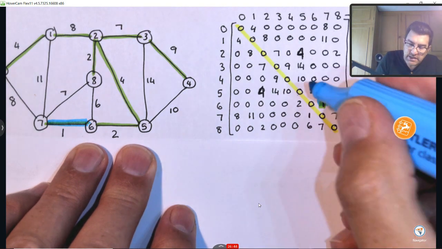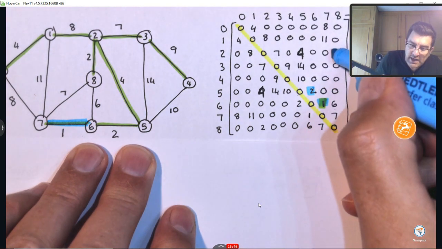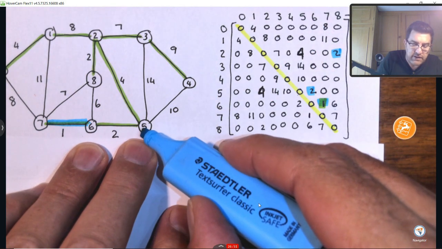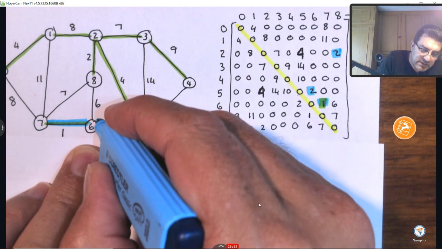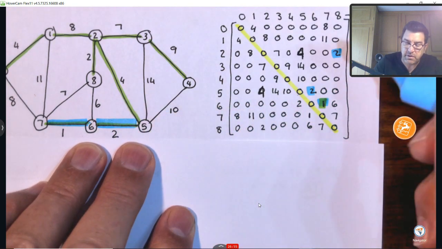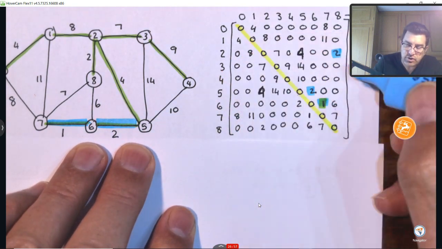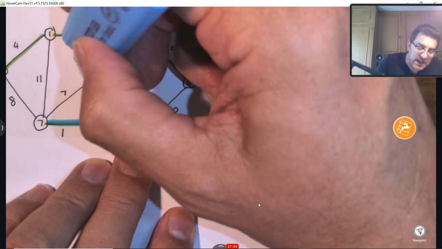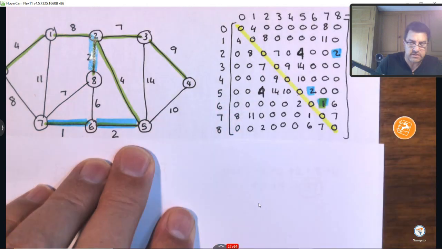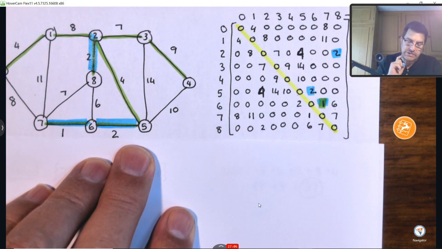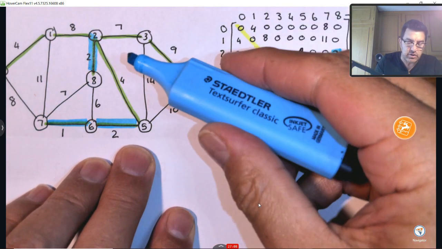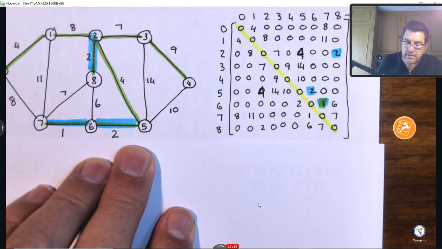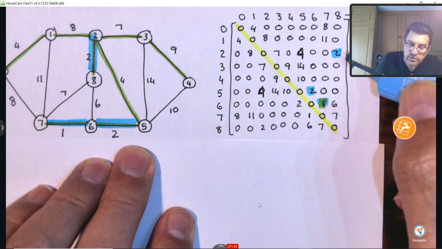Okay, so the next number will be 2 there and 2 here. 2 connects 5 and 6. 5 and 6 is connected by a 2. So there we go. That's part of the spanning tree. And 2 and 8. Vertex 2 is connected to vertex 8 with a weight of 2. So far, no circuits formed. So we can either use 6, 4 or 7 depending on what comes next. So we've got 1 and 2 used.